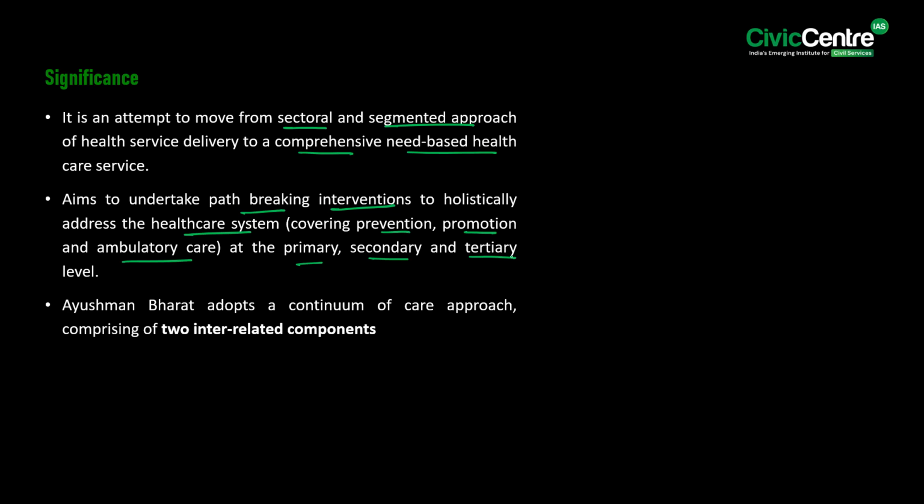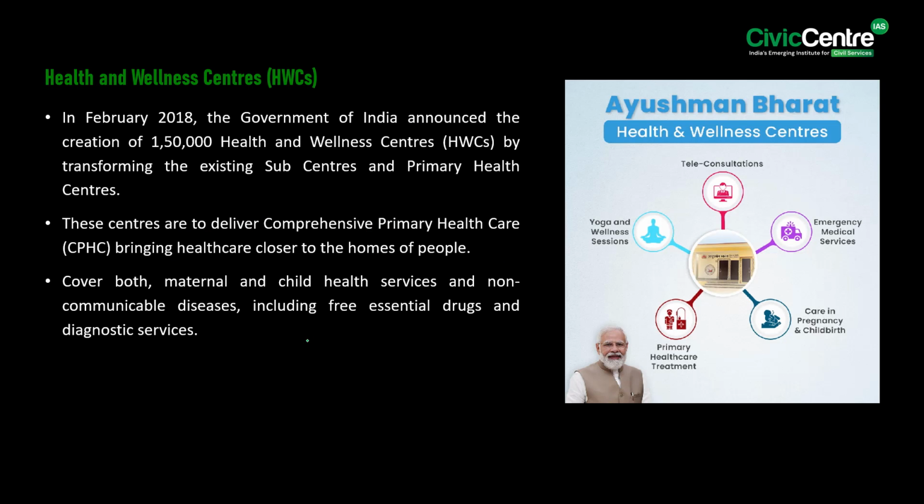Additionally, Ayushman Bharat adopts a continuum of care approach comprising two interrelated components. The first is the Health and Wellness Centers. In the year 2018, the Government of India announced the creation of 150,000 health and wellness centers by transforming the existing sub-centers and the primary health centers. Significantly, these centers are to deliver comprehensive primary health care, bringing healthcare closer to the homes of the people, such that they cover both maternal and child health services and non-communicable diseases, including free essential drugs and diagnostic services.